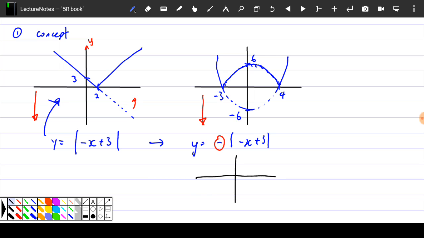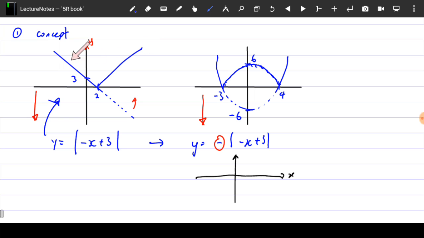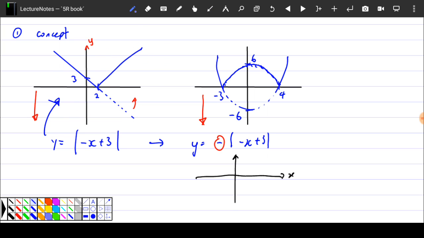Instead of this, the graph will be reflected downwards. So it will be something like that. If this is 3, then this is negative 3. If this is 2, it remains as 2. So the idea of the negative will actually bring the graph downward. So this is the concept.